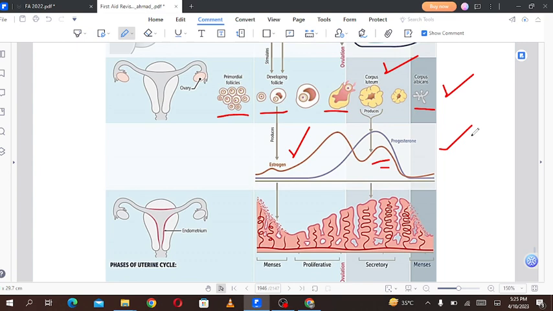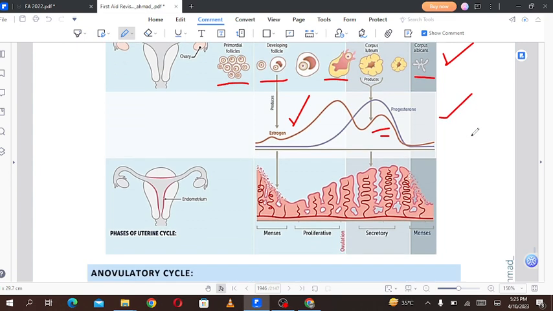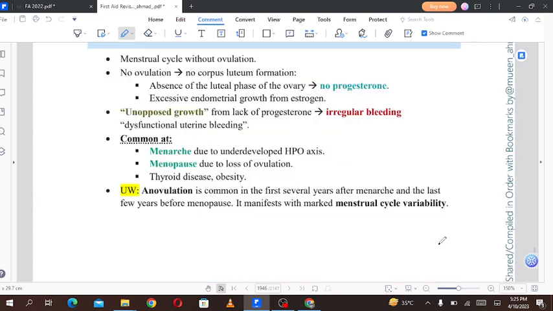Then we have the phases of the uterine cycle. Here we have menses, so the bleeding and shedding of the endometrium. Then we have the proliferative phase. The proliferative phase is followed by ovulation that leads to the secretory phase, and then we have the menses. We have discussed that a lot of times now.